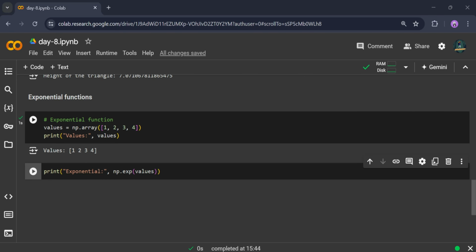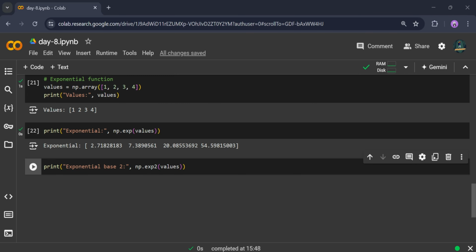Next, we will create an array of values to which we will apply the exponential functions. Let's start by calculating the exponential function. This function is denoted as e to the power x, where e is Euler's number, approximately 2.71828. Here's the np.exp of values, which calculates e raised to the power of each value in the array.